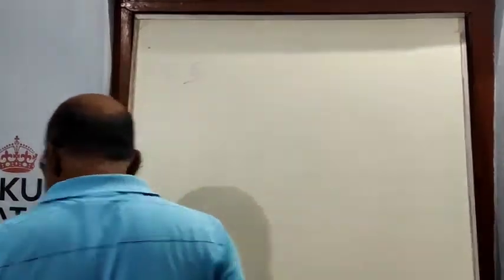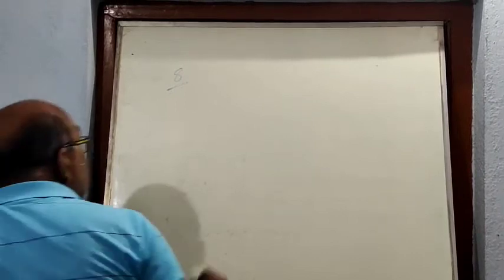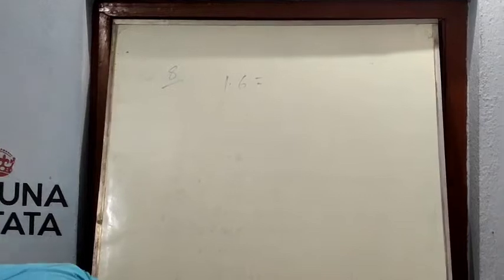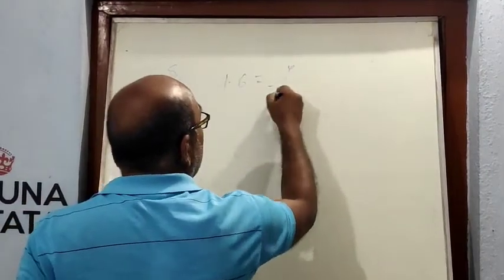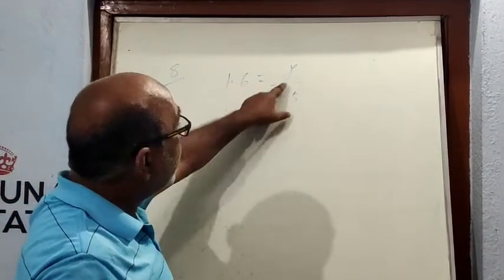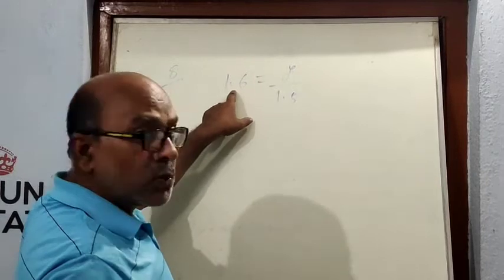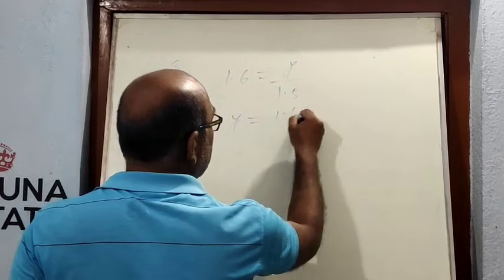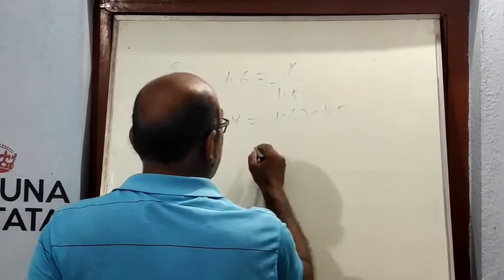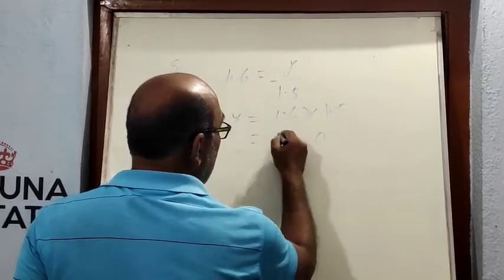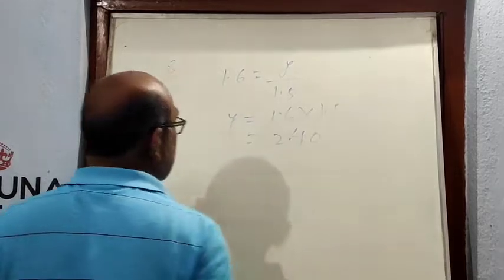Now question number 8. Question number 8 is 1.6 is equal to y by 1.5. By cross multiplication we know that y is equal to this into this. It means 1.6 into 1.5, and therefore y equal to 1.6 into 1.5. Therefore 16 fives are 80, 0, 8, 16 ones are 16, and 8, 24. This will be 2.40. This is the answer.